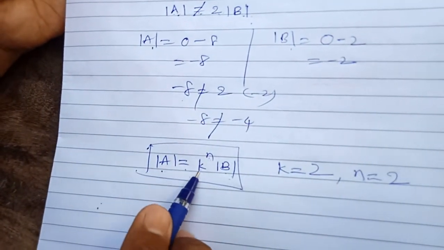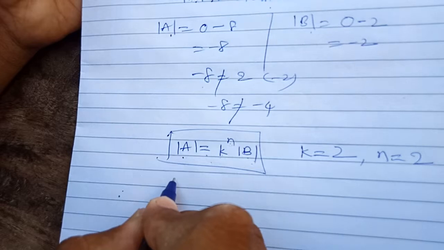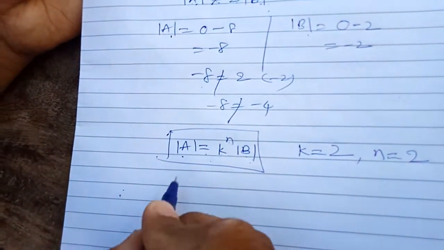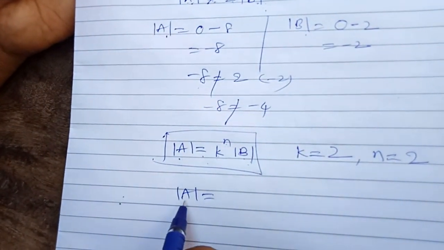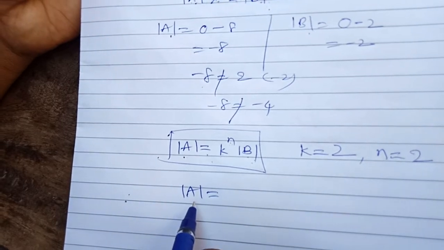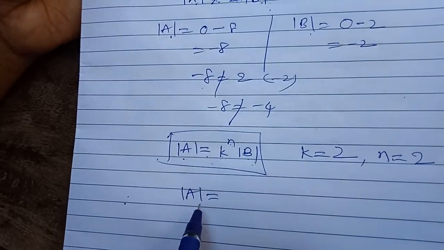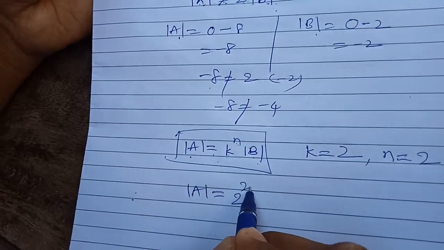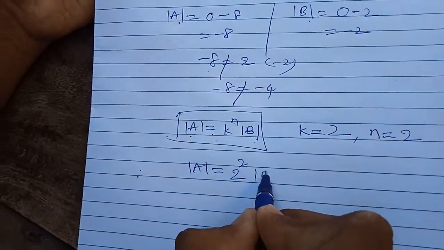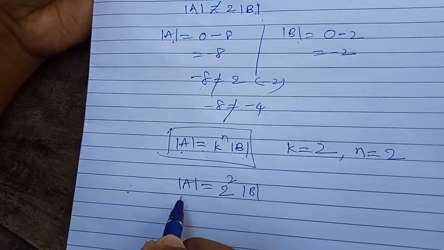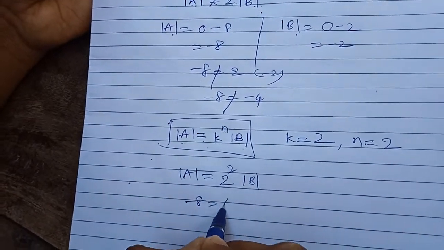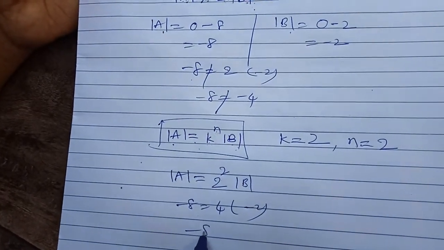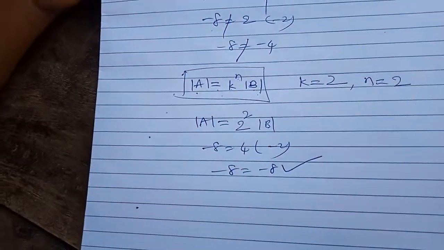We will check whether this condition is true or not. Determinant of A is equal to k power n times determinant of B. k is 2, and n is 2. Determinant of A is minus 8. 2 squared is 4, and det B is minus 2. Minus 8 is equal to minus 8. Yes, is it correct or wrong?